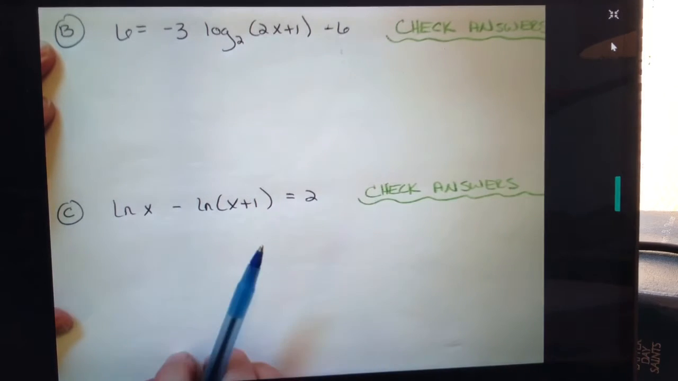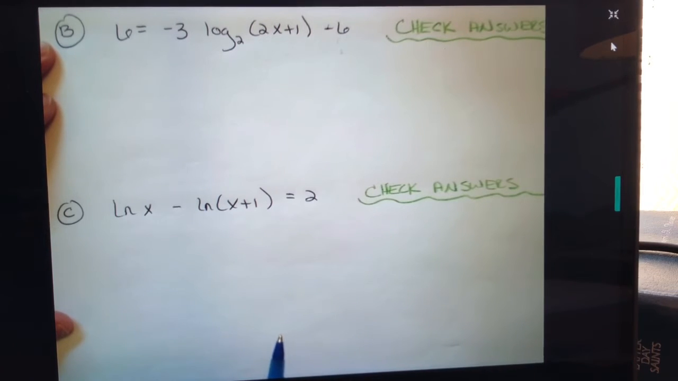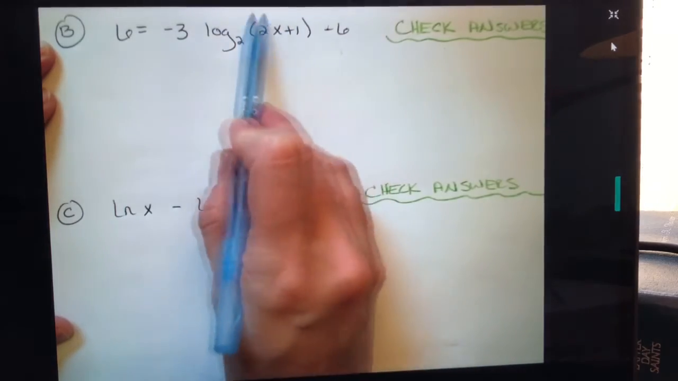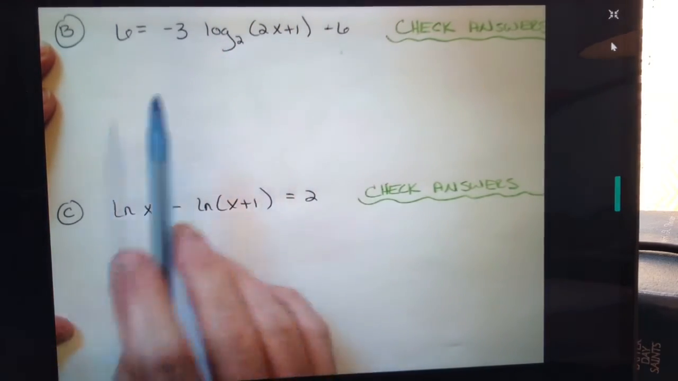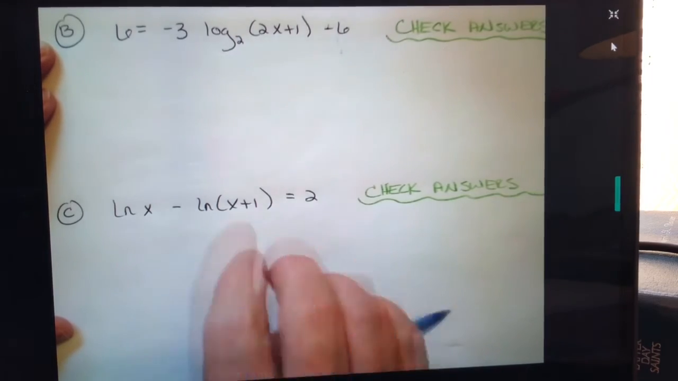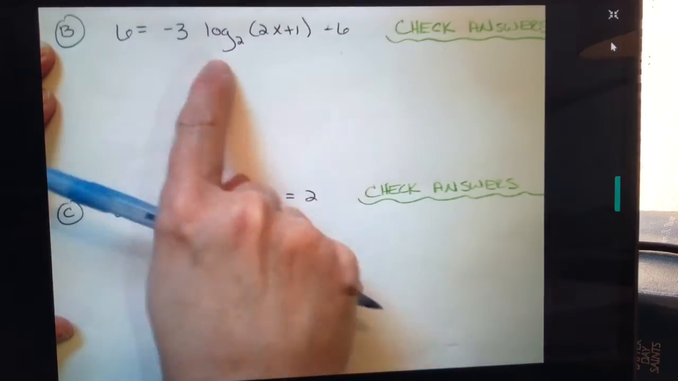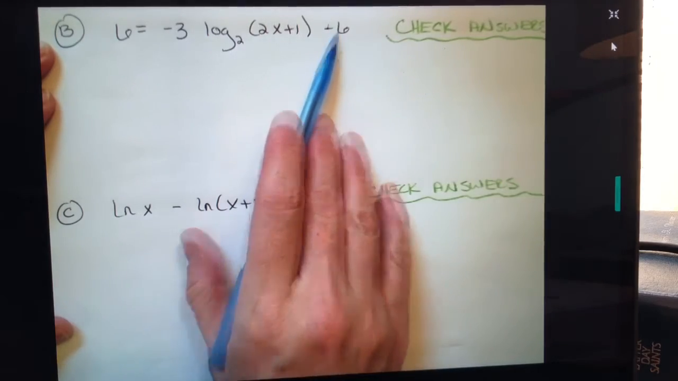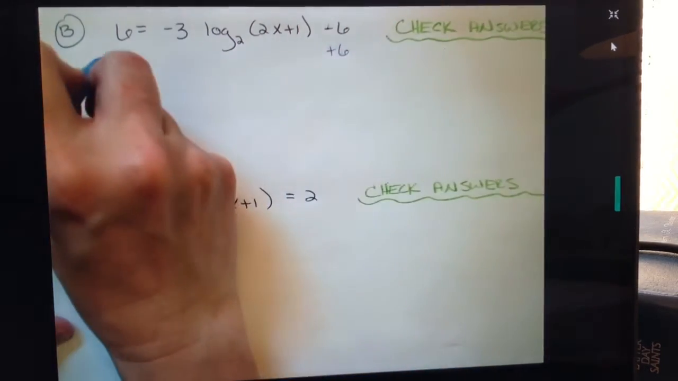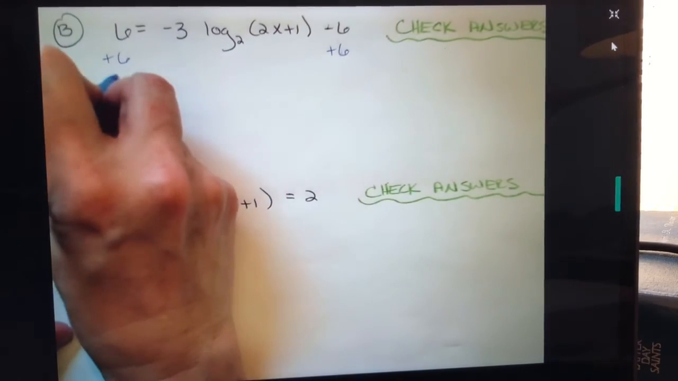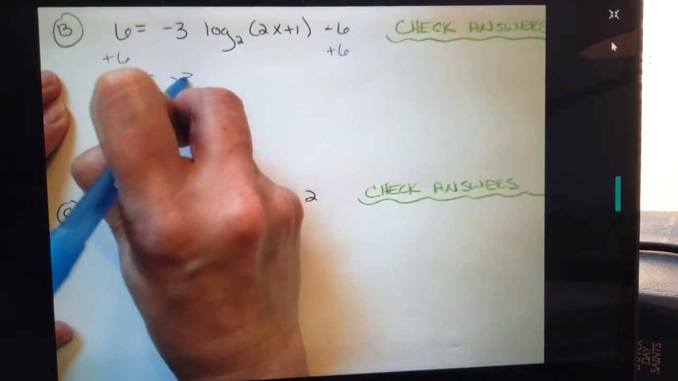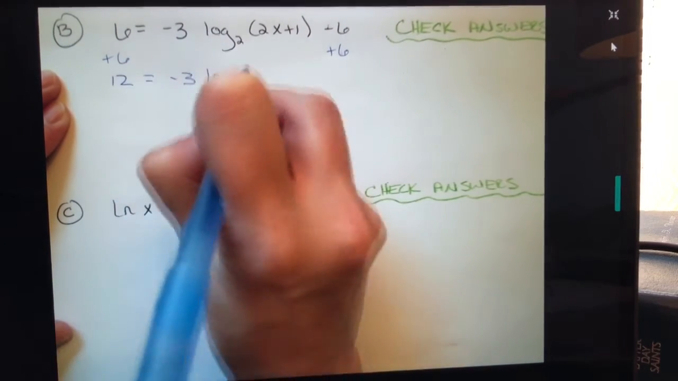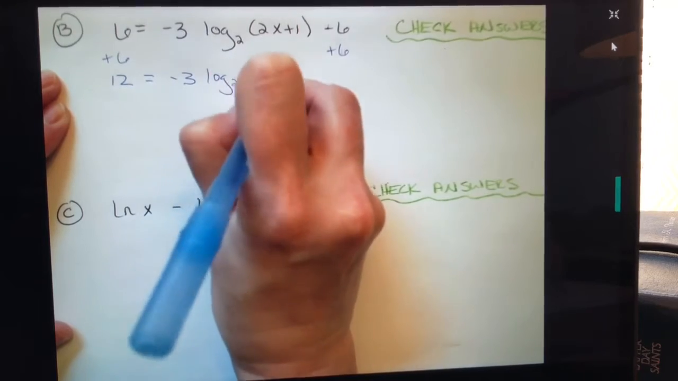So that means this problem is going to have to be done the long way, which means we're going to use the inverse property, and we're going to turn it into its exponential counterpart. Okay, so how do we do that? We are not allowed to do that until we have a single log equal to some number. So we're going to have to do some algebraic manipulation. This problem only has 1 log, so I need to start kind of peeling back the layers of the onion to get it isolated. Okay, so how about we move this 6 over? So if I add 6 to both sides, I will end up with 12 equals negative 3 times the log base 2 of 2x plus 1.